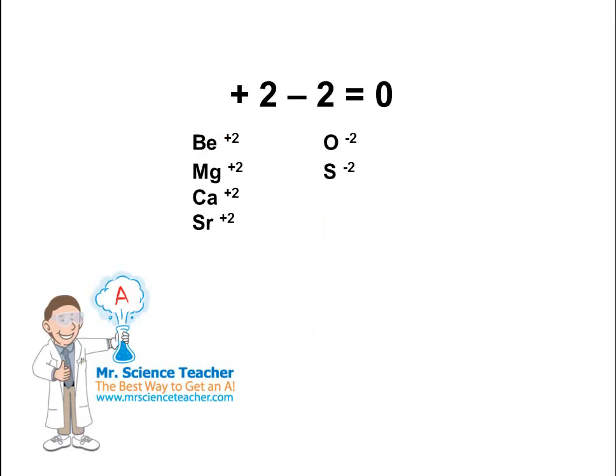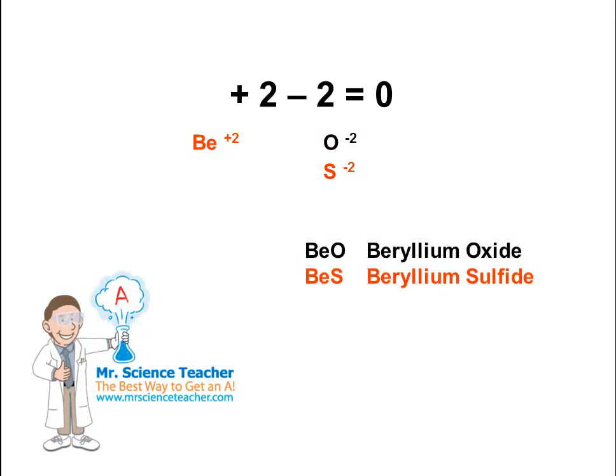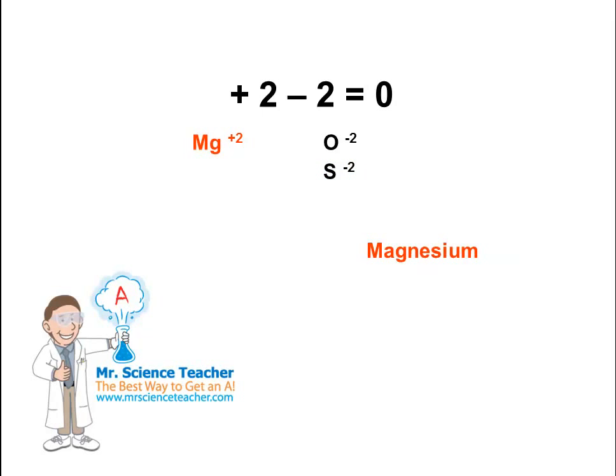What about +2 and -2? It's the same way. Let's continue with beryllium. Beryllium and oxide. So, BeO, beryllium oxide. What about beryllium sulfide? BeS. Magnesium. Magnesium oxide would be what? MgO. Magnesium sulfide is MgS.